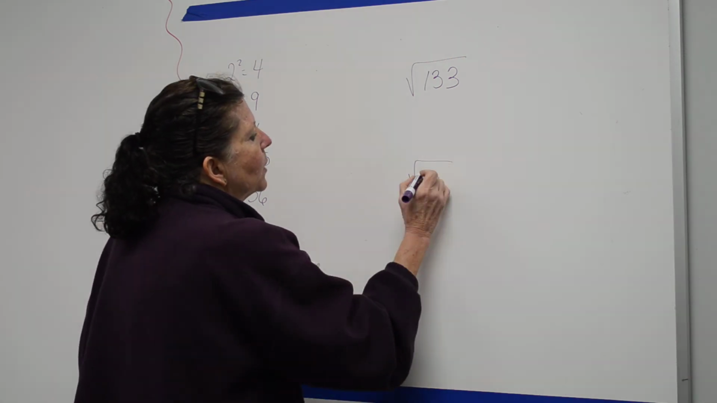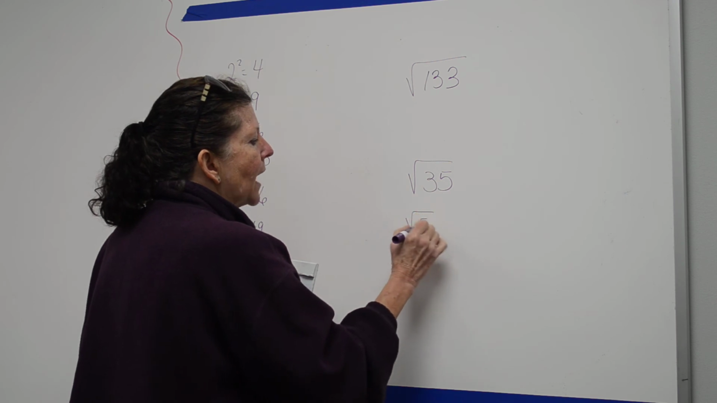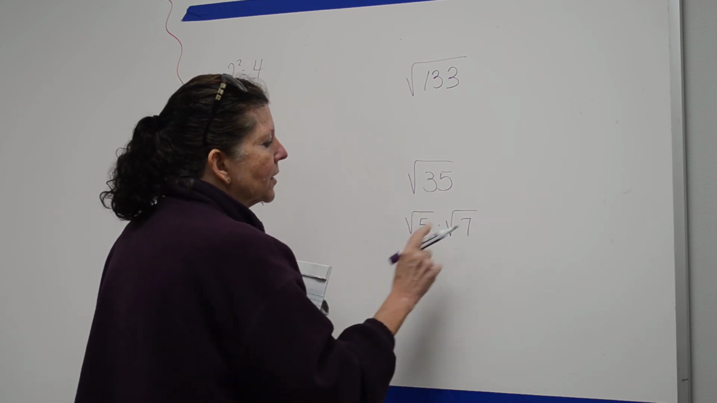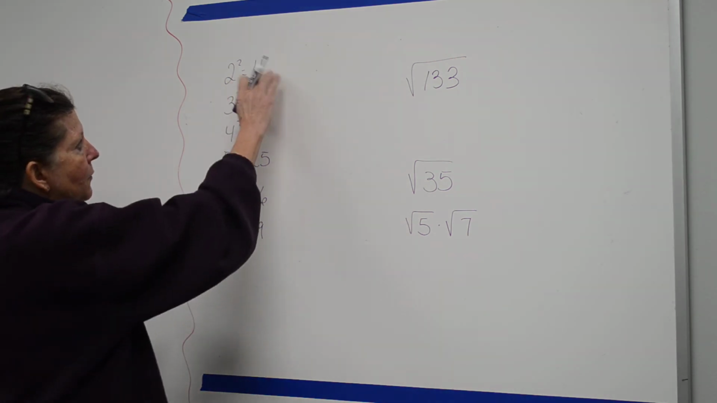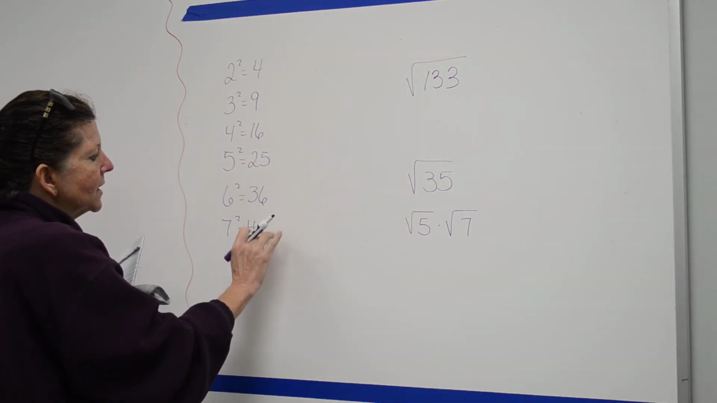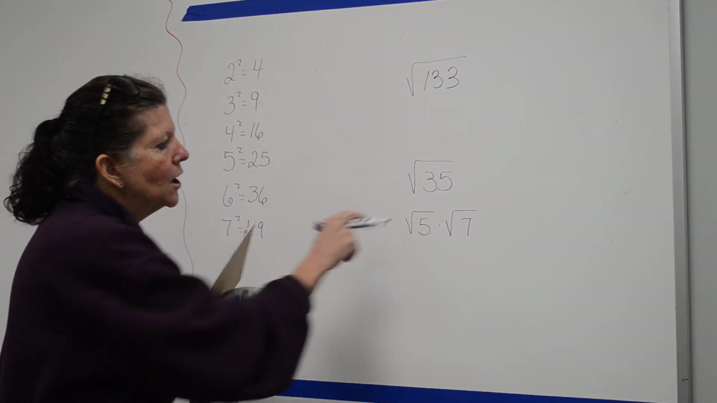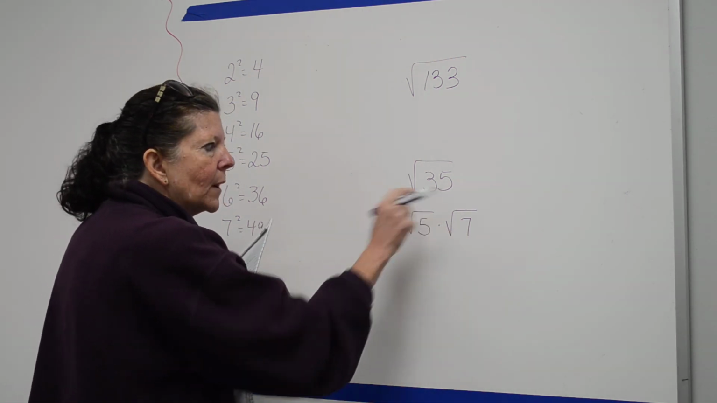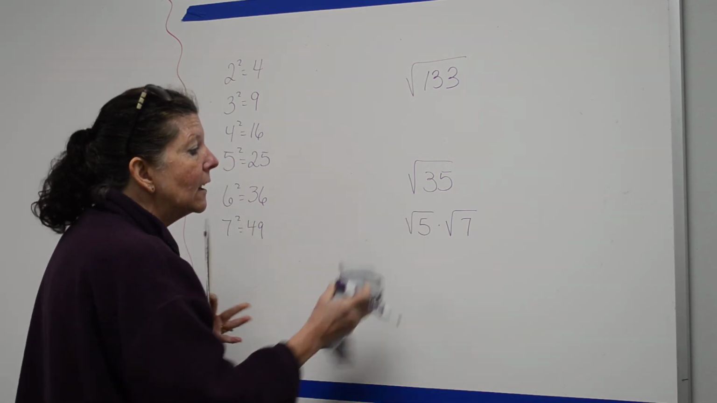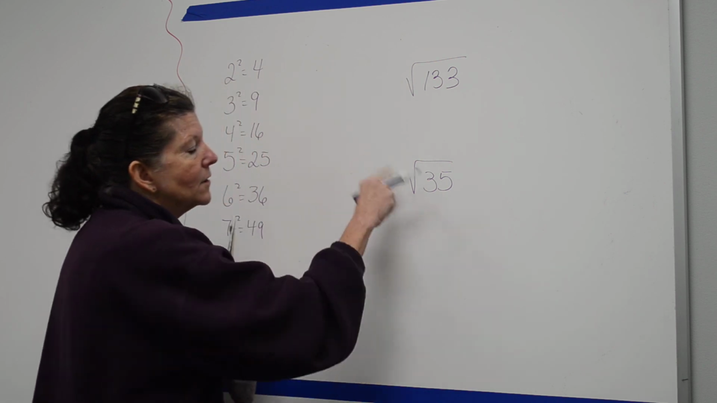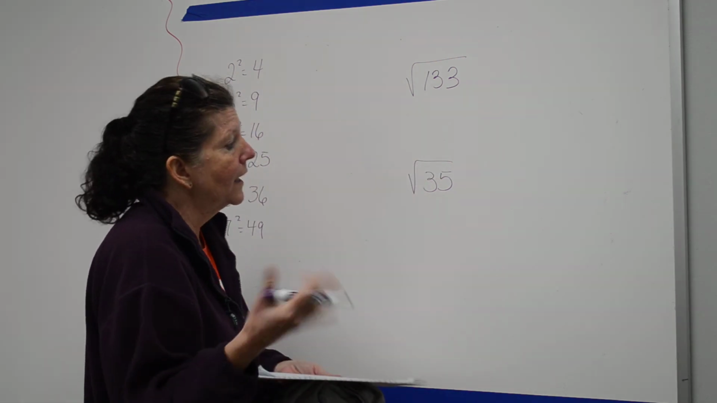And then I have the square root of 35. Well, 35 is the square root of 5 times the square root of 7. But notice, they don't fall over here. 4, 9, 16, 25, 36, 49, neither one of those are 5 or 7. So even though I can multiply it to get 35, it doesn't help me break 35 down, so I leave the square root of 35 as it is. Hopefully that helps a little bit.